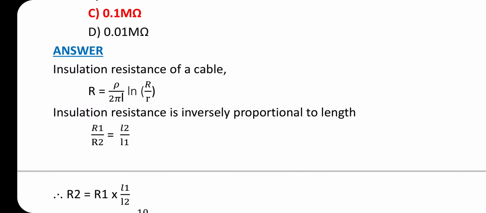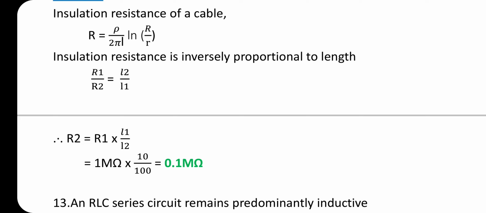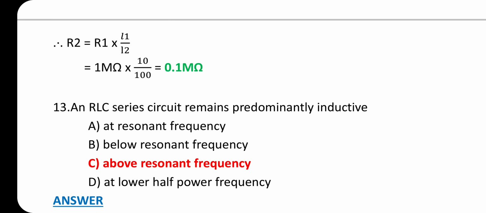Insulation resistance of a cable R equals rho by 2 pi L log R, capital R by small letter r. Insulation resistance is inversely proportional to length, that is R1 by R2 equals L2 by L1. Therefore, R2 equals R1 into L1 by L2, which is equal to 1 megaohm into 10 by 100, which is equal to 0.1 megaohm.